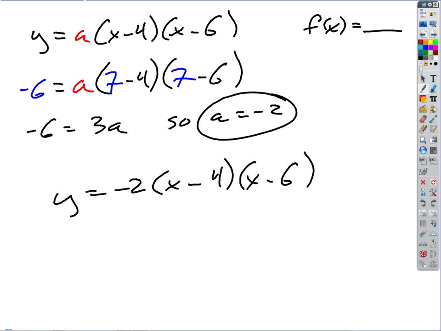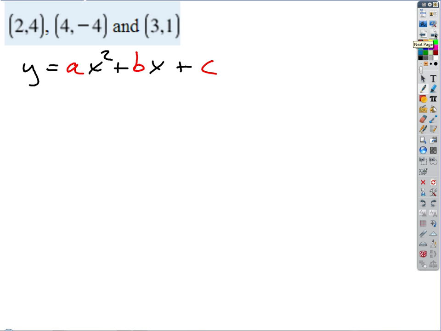So for the new problem, do we plug in one point for x and y, and if we want to solve for a, we make b and c 0? You're right, something like that, exactly.